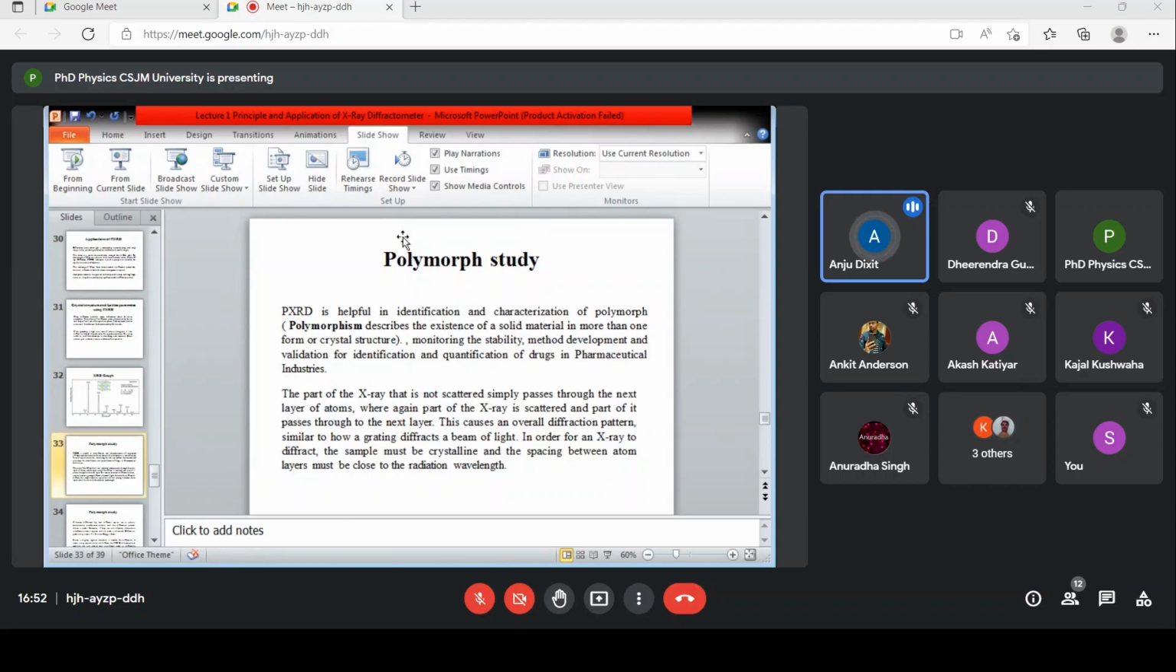And another application is polymorph study. PXRD is helpful in identification and characterization of polymorphs. Polymorphism describes the existence of a solid material in more than one form or crystal structure.